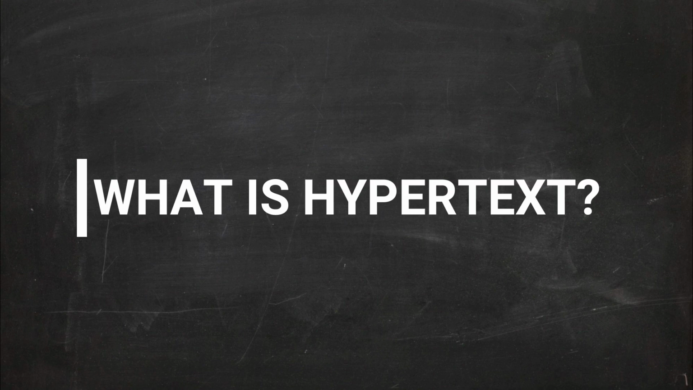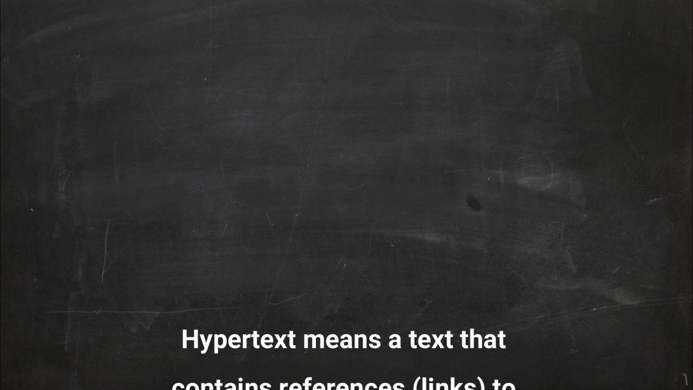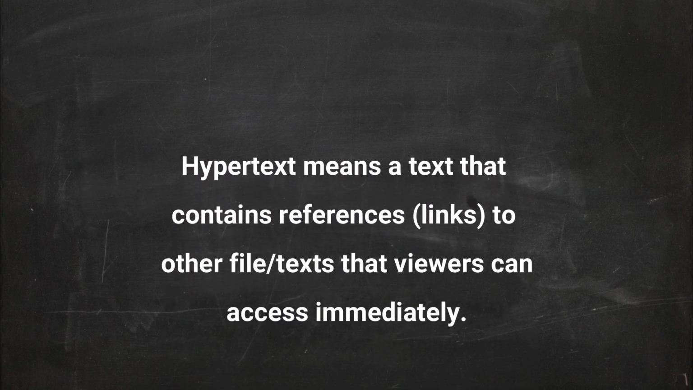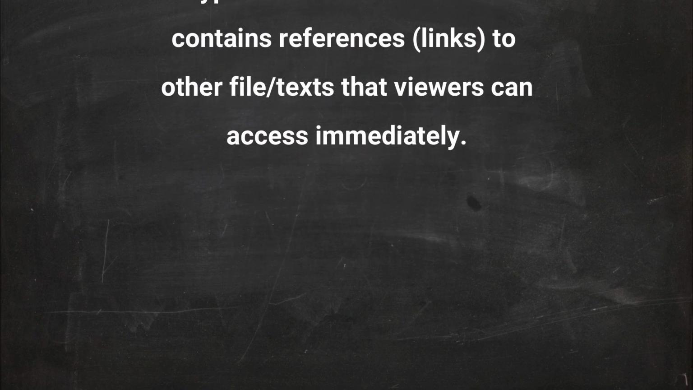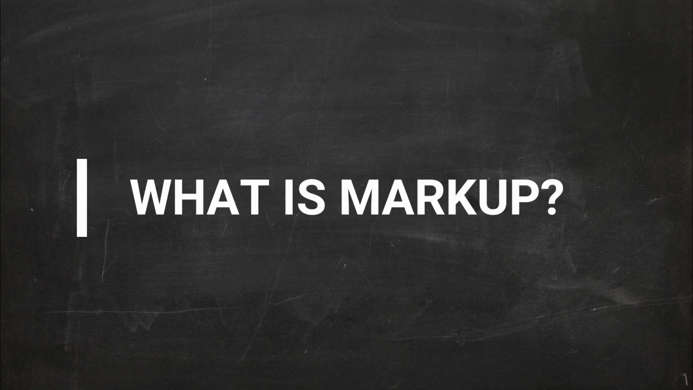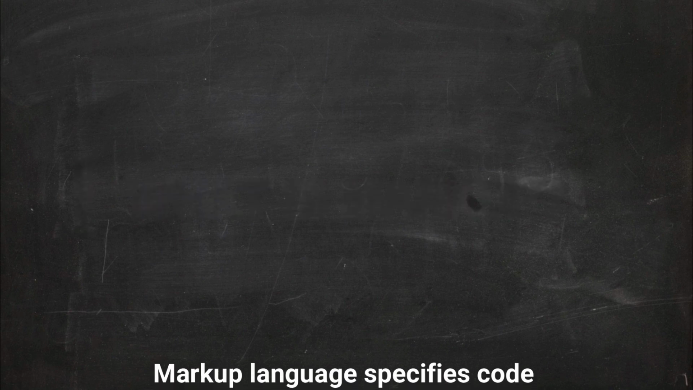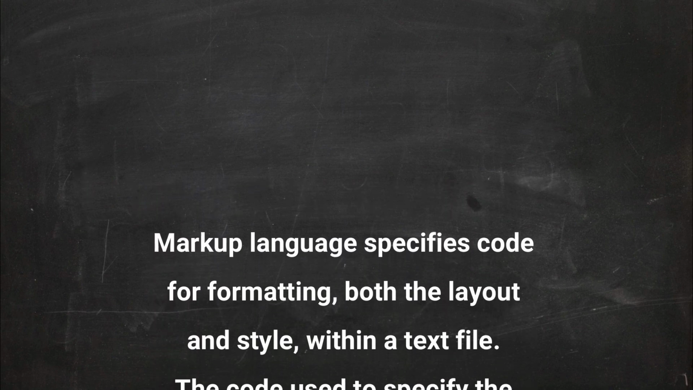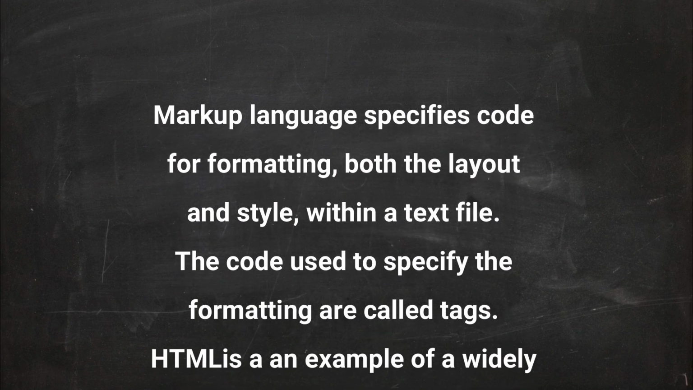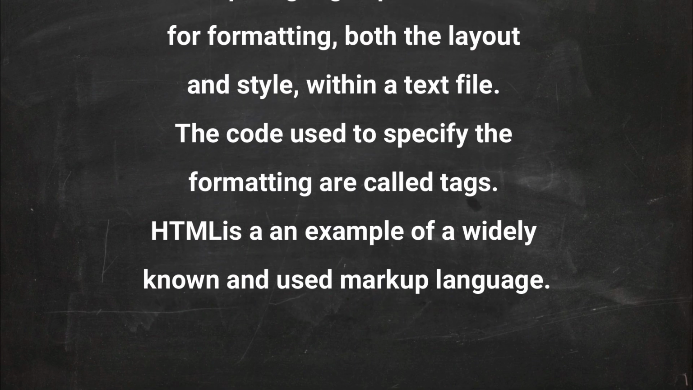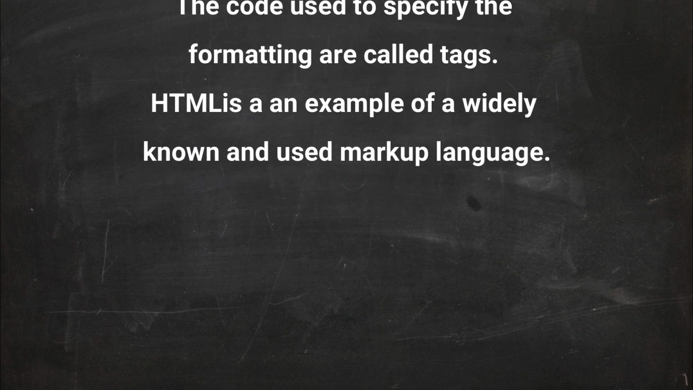Now, what is hypertext? Hypertext means a text that contains links to other files or text that viewers can access immediately. And what is the meaning of markup? Markup language specifies code for formatting both the layout and style within a text file. The code used to specify formatting are called tags. HTML is an example of a widely known and used markup language.